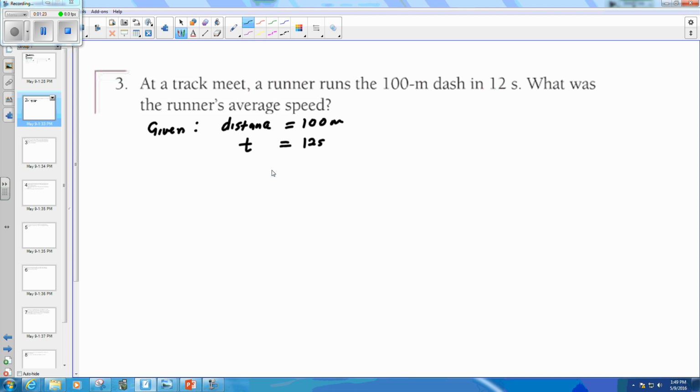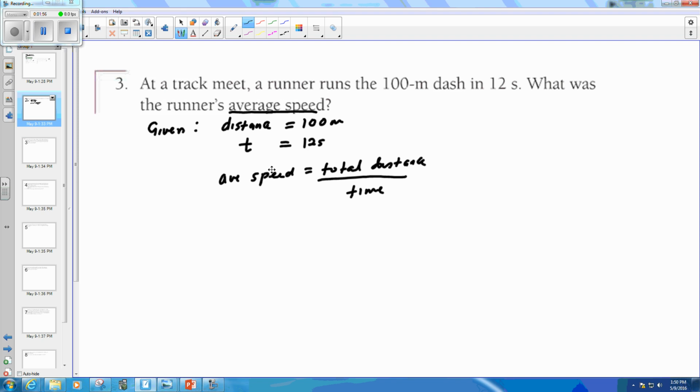So after you have written everything you are given, you need to try to determine what do they want? What are they asking? So in this case, we know that they are asking for the average speed. Now, if you recall, average speed, or speed in general, is total distance divided by total time. And then you can put in your numbers from what you wrote down in the given section.